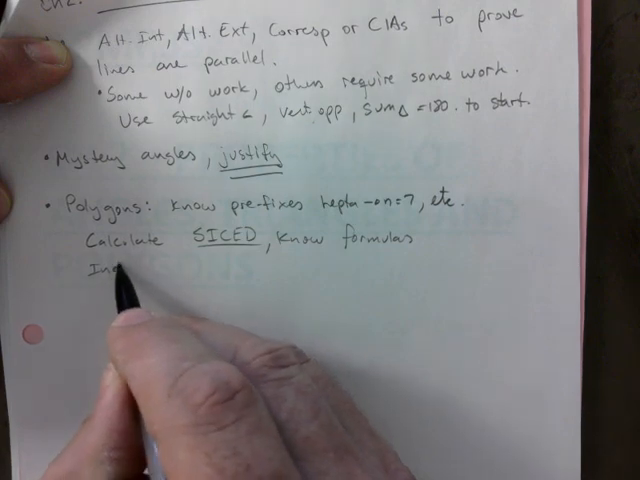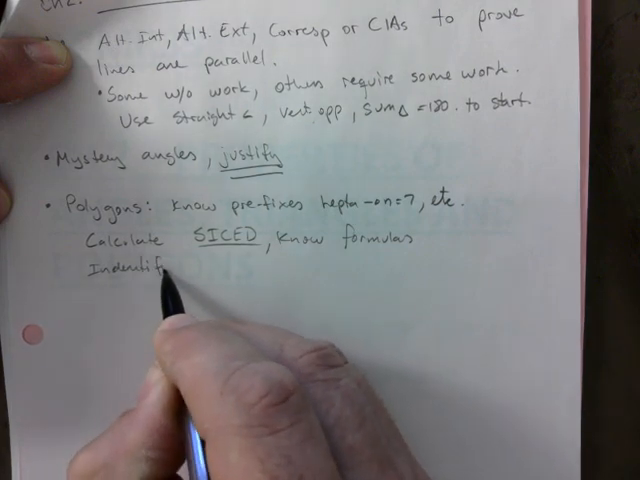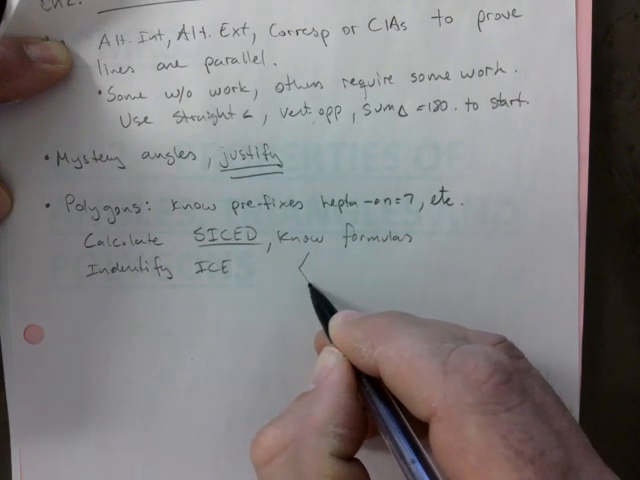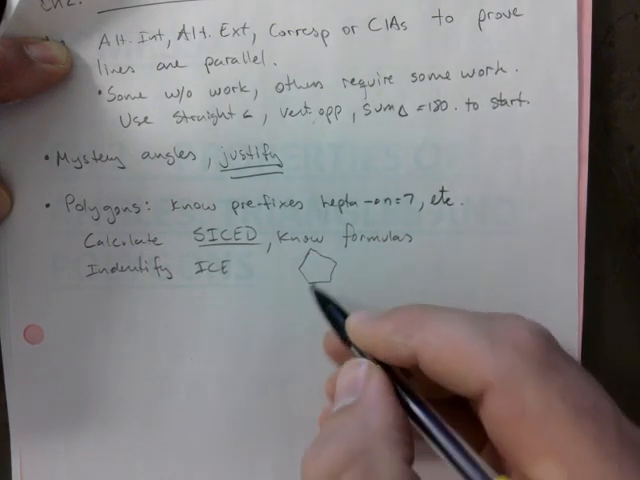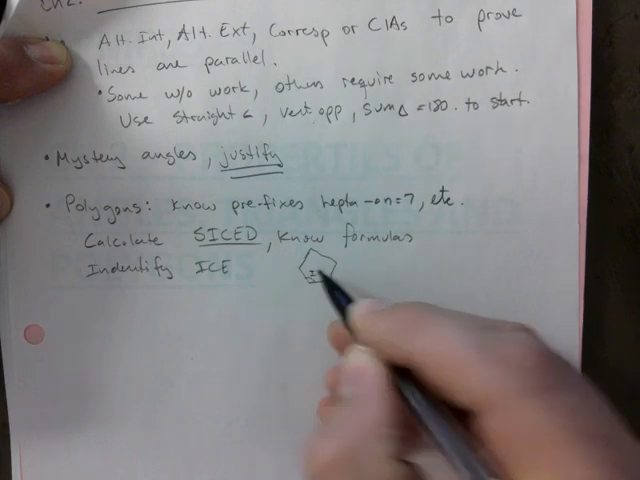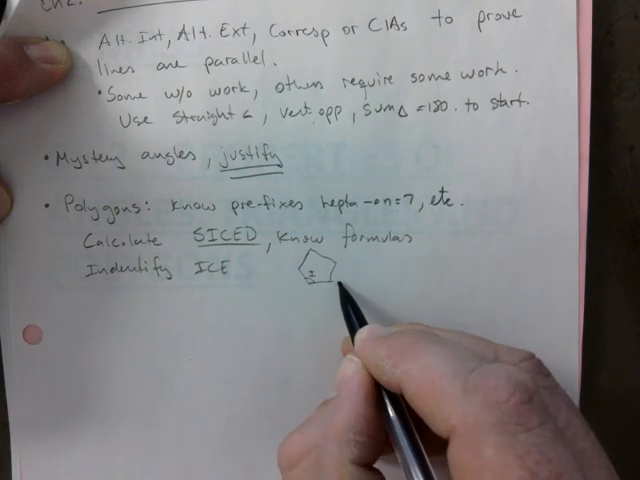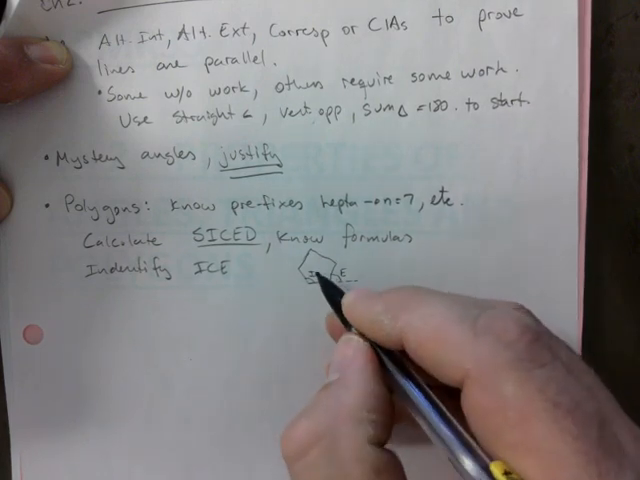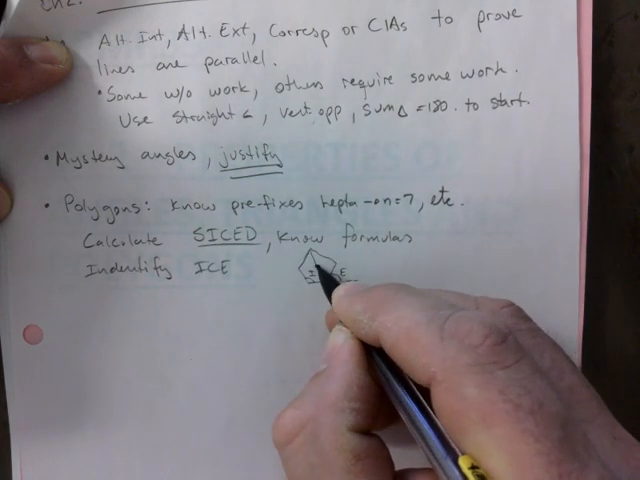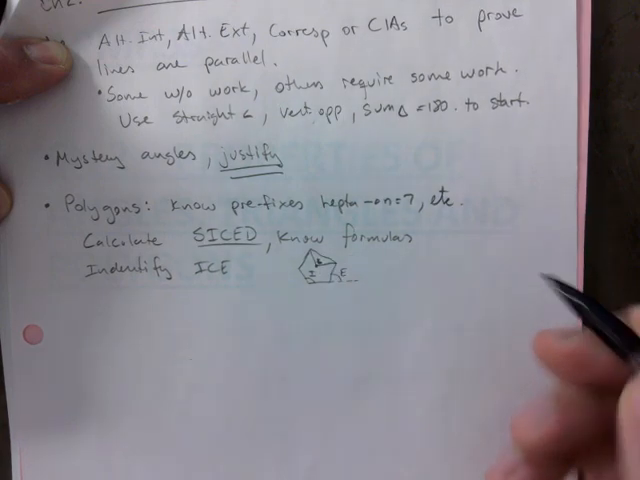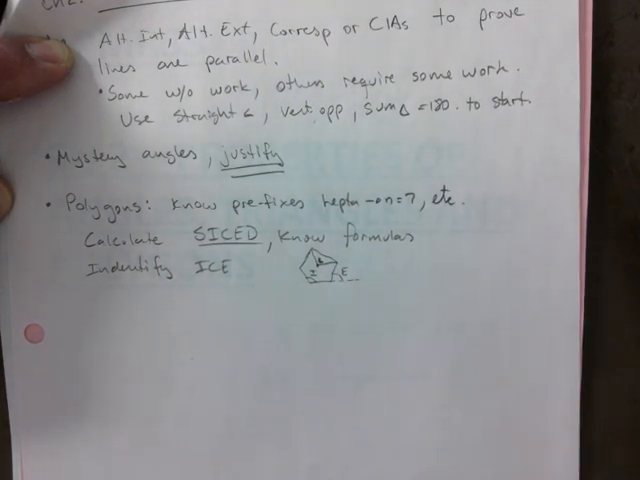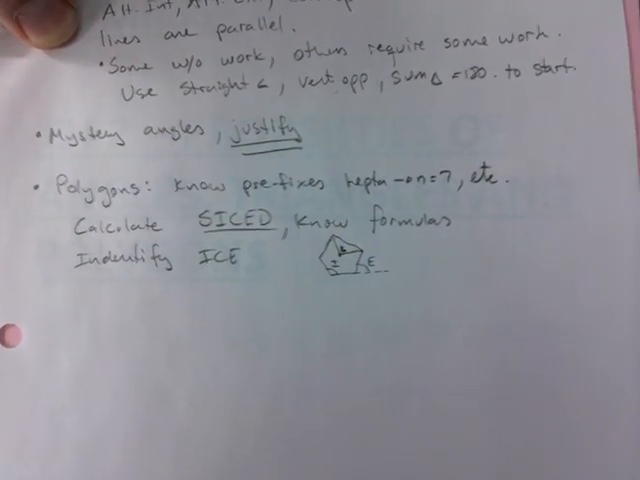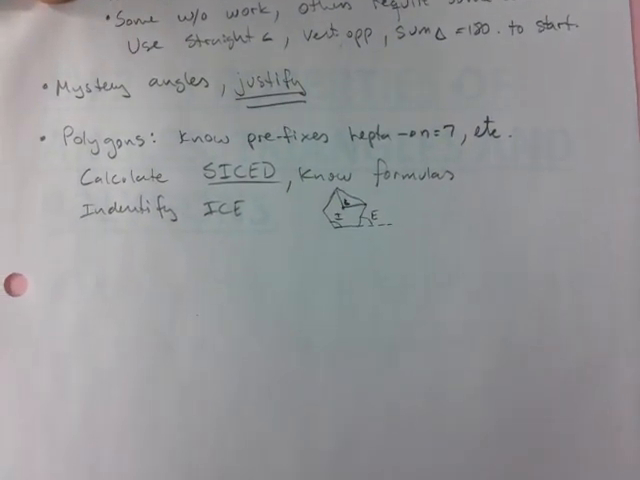Identify I, C, E, right? So if you have a pentagon, you should be able to say this is I, this is E, and central is right there. That's small, right? Let me zoom in a little bit. I don't think I can do a whole lot better than that. But just look at your notes.